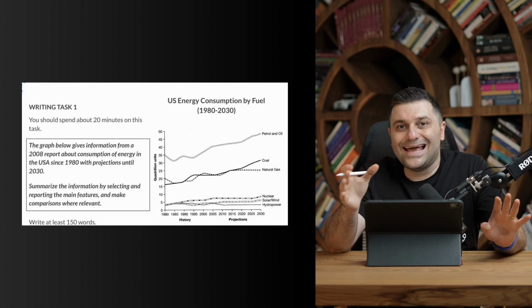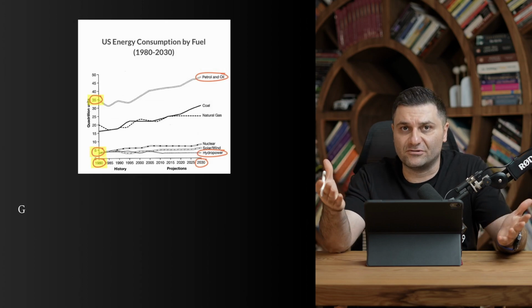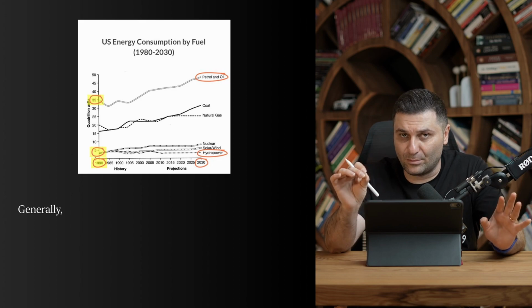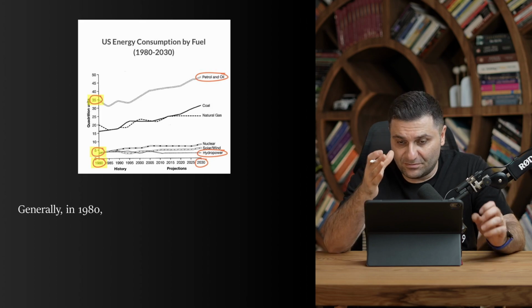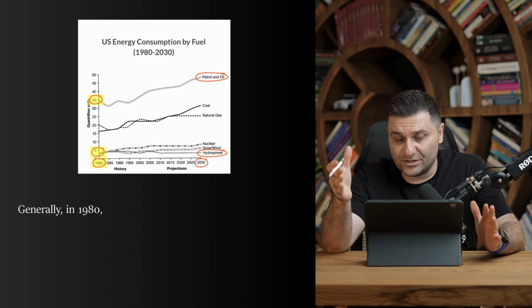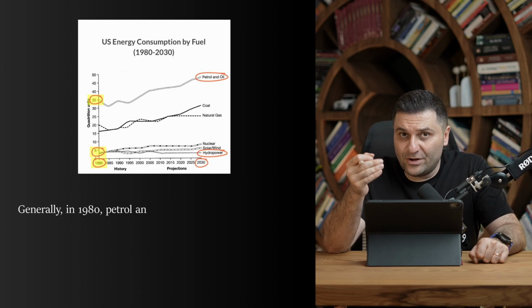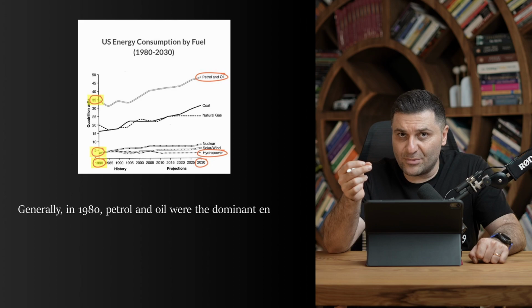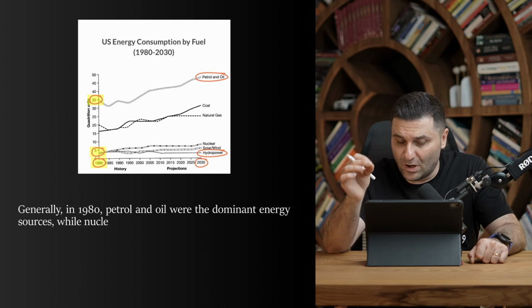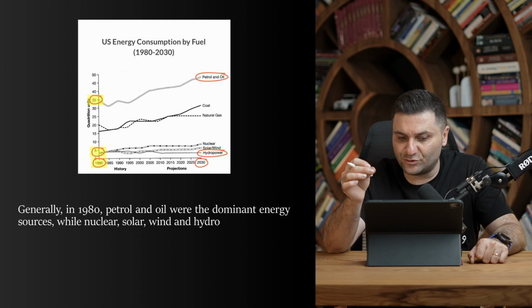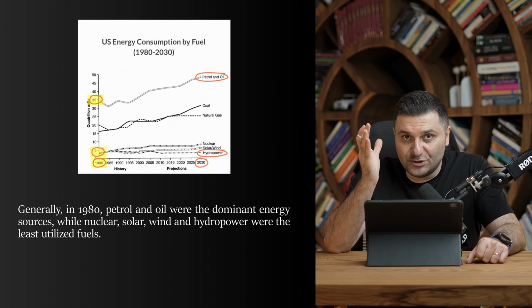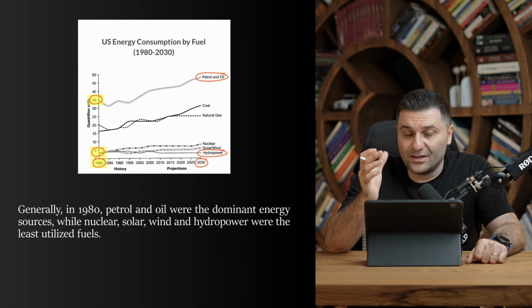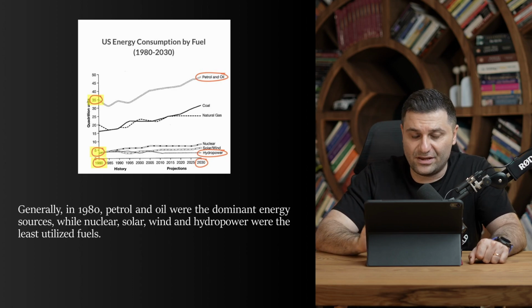We start our overview with a word like "Generally," and a comma. "In 1980," so mention the date, which means it is the beginning of the period. "In 1980, petrol and oil were the dominant energy sources, while nuclear, solar, wind, and hydropower were the least utilized fuels." So we wrote about the beginning, and the highest and the lowest in the beginning.